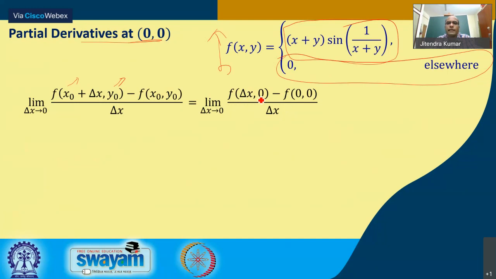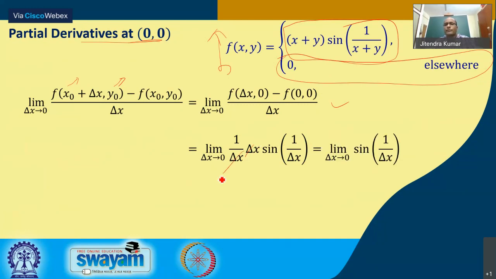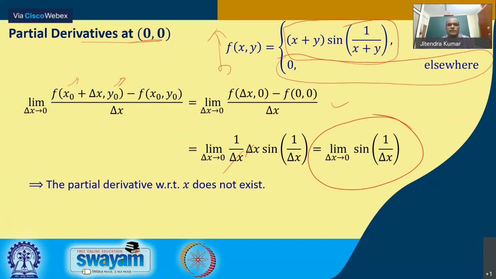So we have f(Δx, 0) minus f(0, 0) over Δx, and then you use this definition, and what you will realize here is that this Δx and Δx get cancelled, and we don't have this limit, because sin(1/Δx) as Δx goes to 0, we know that this is something finite, something bounded, but we don't know what exactly it is. So this limit does not exist. That means the partial derivative does not exist. The function was continuous, but the partial derivative does not exist with respect to x. Similarly, with respect to y as well.